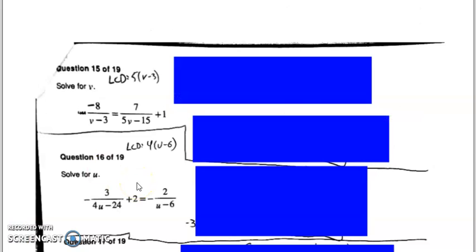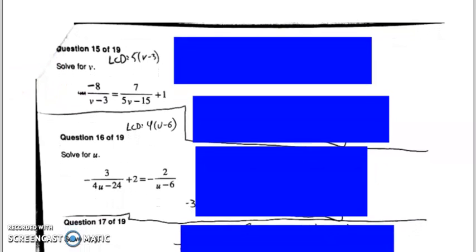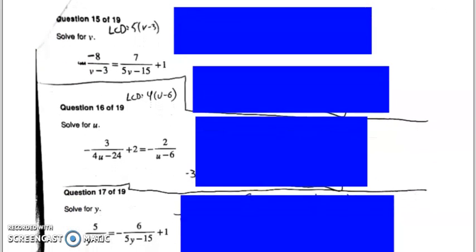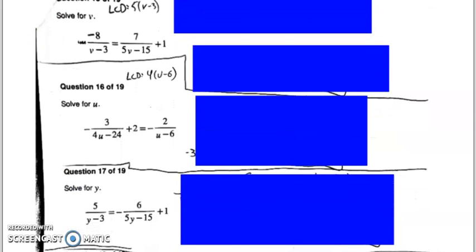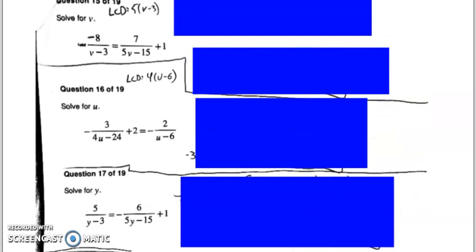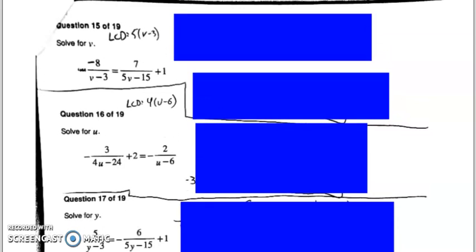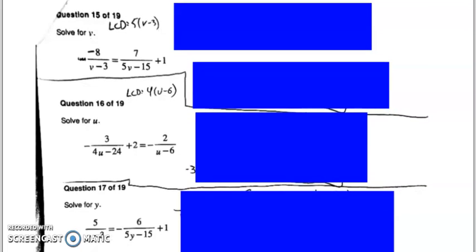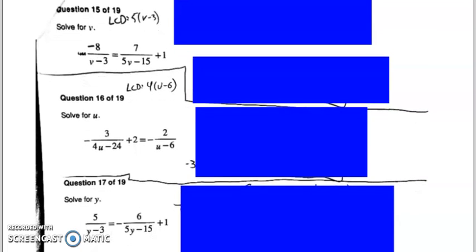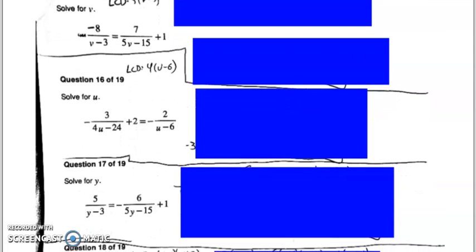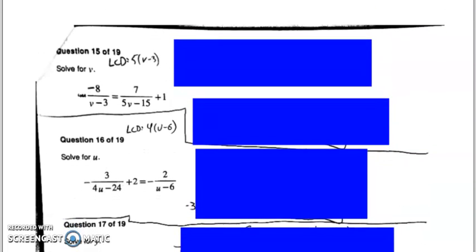All right, now solving equations where there's multiple denominators. Let me first start by saying that 15, 16, and 17 are all the same. 18 and 19 are both the same as each other. I'll talk you through 15, and then I'll just reveal the answers for 16 and 17. Same thing, I'll talk you through 18, and then we're not even going to do 19 because it's the same thing.